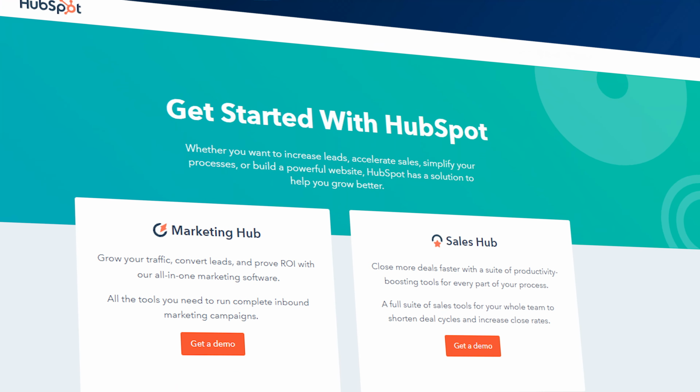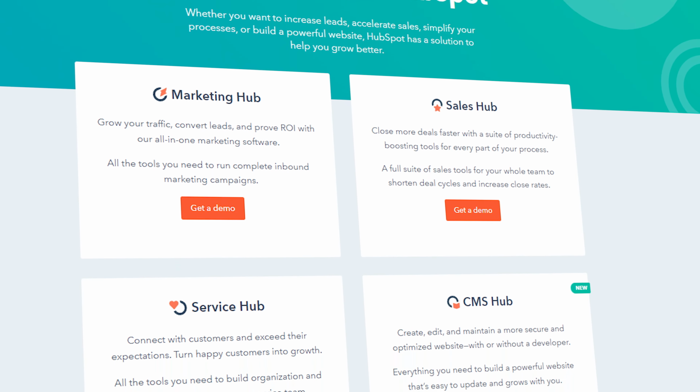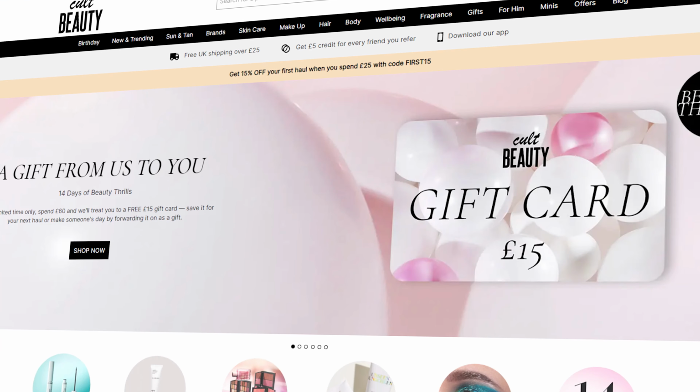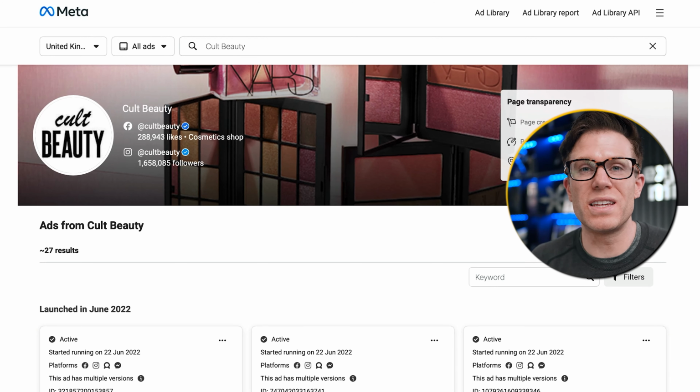Now, we're going to look at a couple of different examples today. One is HubSpot, so that's B2B selling software. And the other is Cult Beauty, so that's B2C selling e-commerce. I've chosen these because they're kind of at the ends of the spectrum of different businesses, and whatever you're selling and whoever your audience is, you're likely going to resonate with one or the other of these. So let's take a look at the Cult Beauty ads first of all.